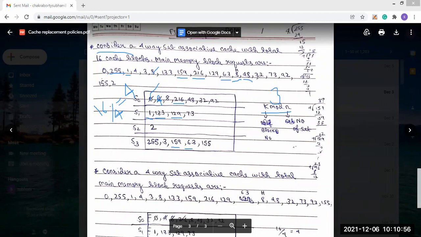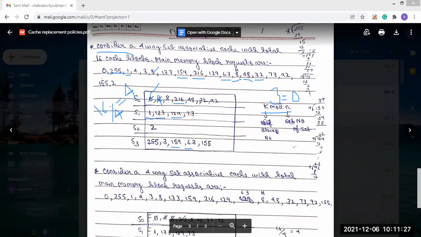Okay, then 32 comes. Where will this 32 be placed? We determine that with 32 mod 4. 32 mod 4, our remainder will be 0. So that means 32 should be placed in set 0.